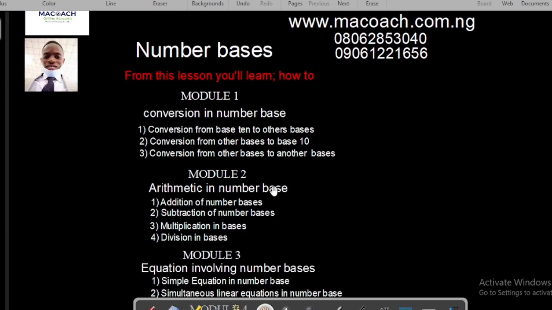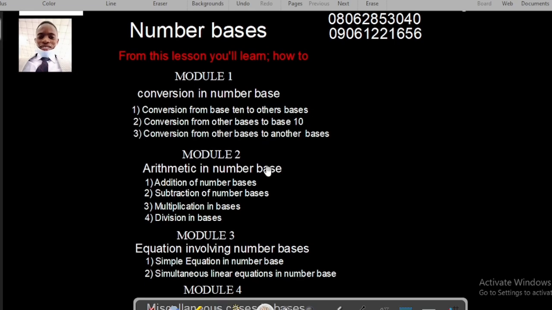So let's go to the second module. In the second module, we'll be discussing arithmetic in number base system. The first lesson discusses addition of number bases. We'll learn how to add numbers in number base system. In the second lesson, we'll discuss subtraction of number bases. The third lesson will discuss multiplication in number bases, and the fourth lesson will discuss division in number bases.